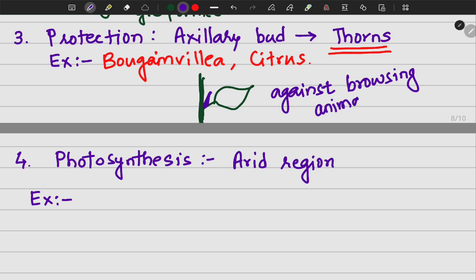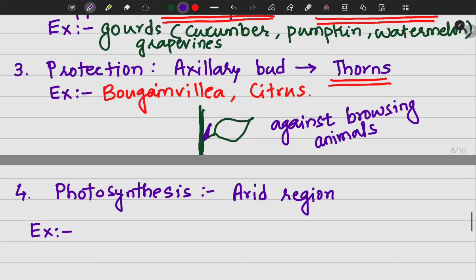So browsing animals are those animals which just keep on grazing over these plants. When they eat a plant that has these thorns, they will get some unpleasant feeling and pain in their mouth, so they will stop eating that plant. In this way, these thorns help in the protection of the plant. So these thorns are the modifications of stem.